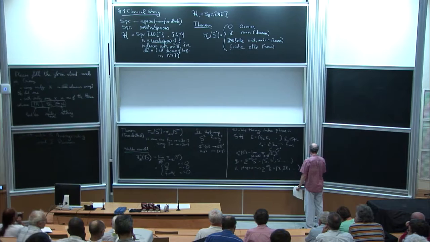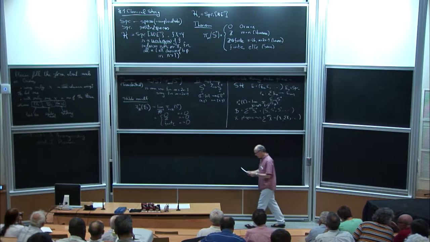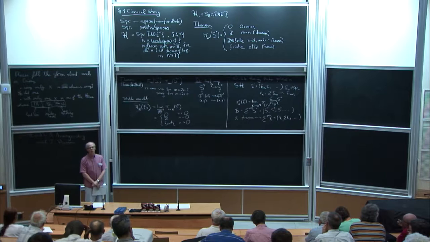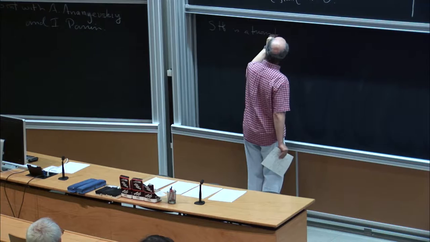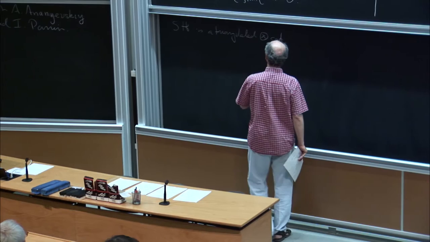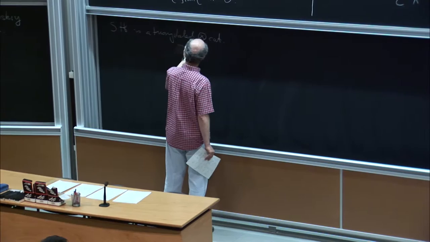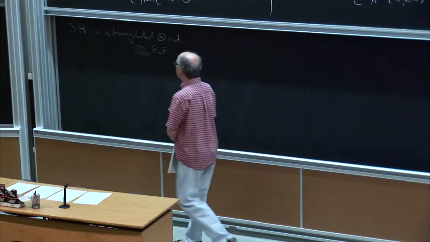Okay. Now, this stable homotopy category is not just for talking about stable homotopy groups. It has nice structural properties. This is a triangulated tensor category. The tensor is usually written by smash product. And the objects in here, the spectra, represent cohomology.